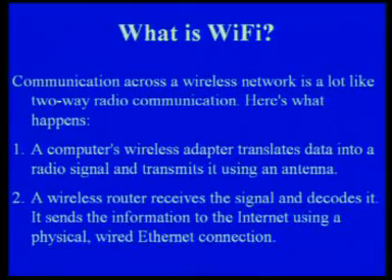Now, what is Wi-Fi? How does it work? We have routers. You might have seen systems connected to routers through cables. But in Wi-Fi, there is a router, but the systems are not connected to it through cables. How then do we have the internet connection? This is how it happens. A computer's wireless adapter translates data into a radio signal and transmits it using an antenna.